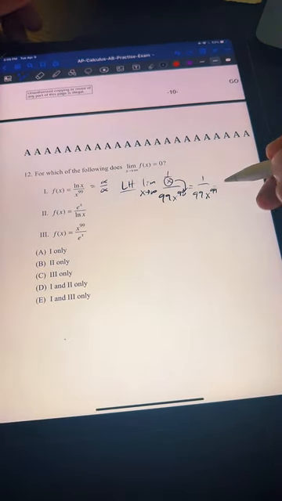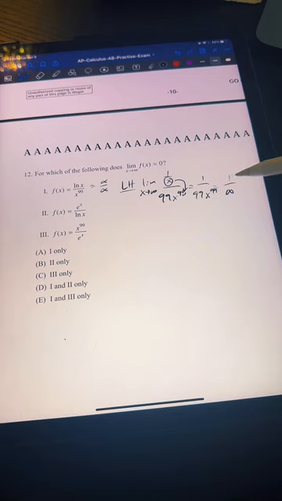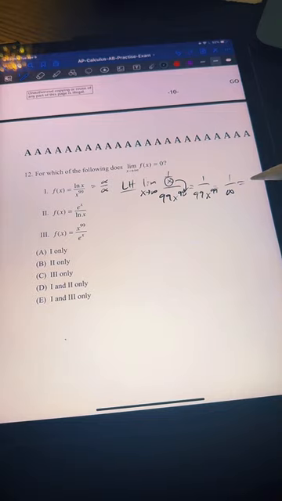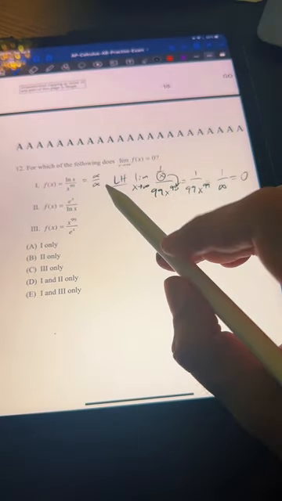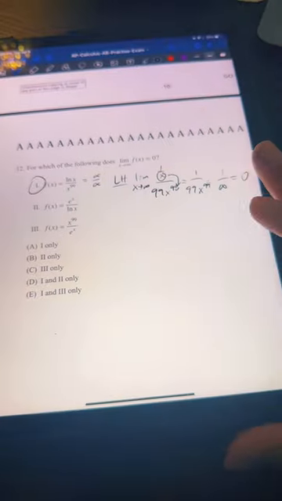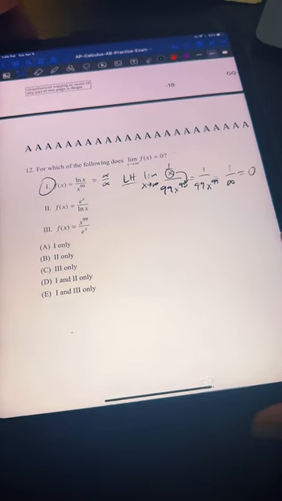Okay, and if you plug in infinity now, you get 1 over infinity, a big number on the bottom. I always like to think of this like you have one pizza and it's divided amongst infinitely many people. How much pizza does each person get? Absolutely nothing. You guys get nada. So this limit's going to be 0. So we already know that this one is going to be our answer, or one of our answers.